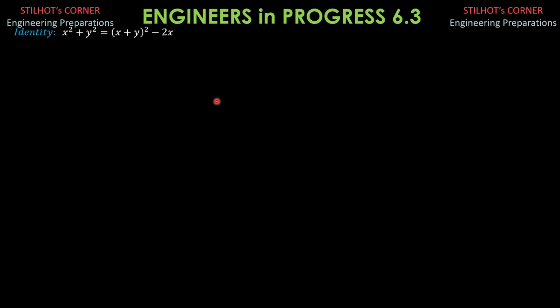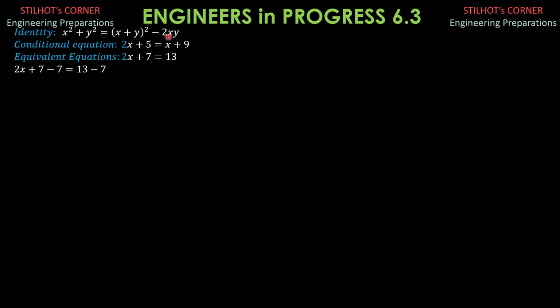An example of an identity is x squared plus y squared equals quantity x plus y quantity square minus 2xy. Remember that by special product, x plus y quantity square is x squared plus 2xy plus y squared. Then we have minus 2xy, so the 2xy term will be eliminated, leaving on the right side of the equation x squared plus y squared.